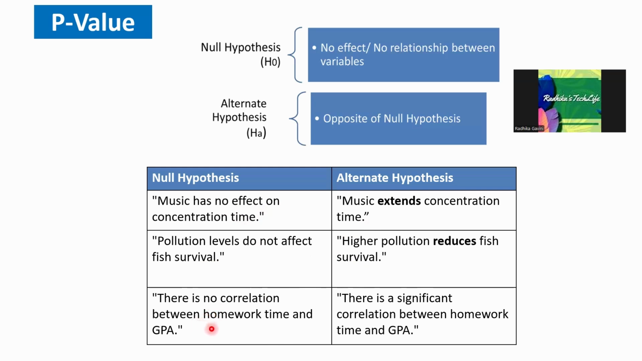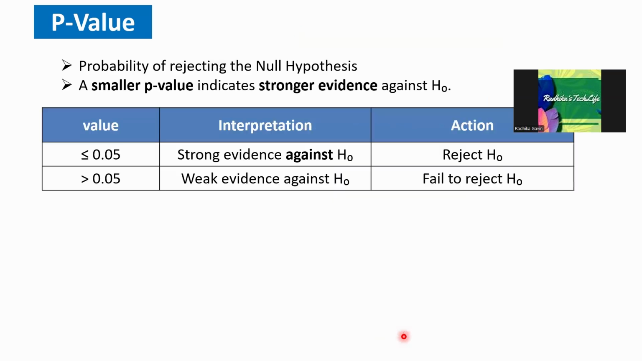There is no correlation between homework time and GPA, that is the null hypothesis, and there is a significant correlation between homework time and grade point average, that is the opposite of the null hypothesis. Having understood about the null hypothesis and alternate hypothesis, now let's see the definition of the p-value. P-value is defined as the probability of rejecting the null hypothesis.